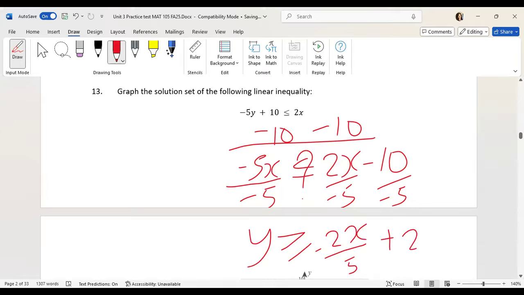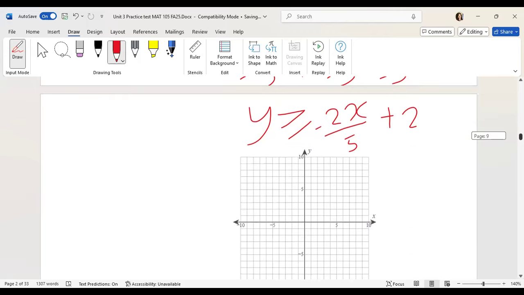All right, so I have y is greater than or equal to negative 2x over 5 plus 2. Okay, so let's sketch the graph. We are told to sketch it and find the solution region. Whenever you're told to sketch the inequality, they don't have to ask you for the solution region, because telling you to sketch it means you should actually know the solution region.